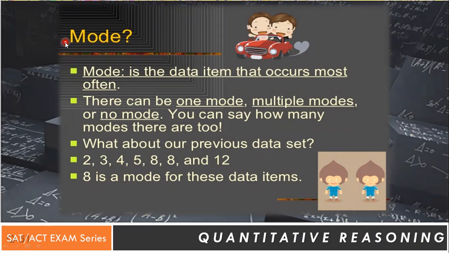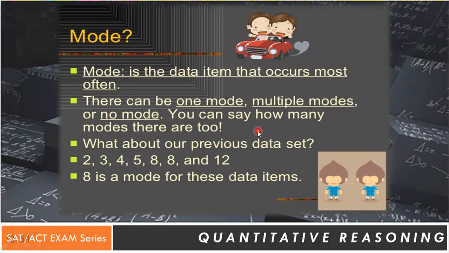Mode. Mode is the data item that occurs the most often. There can be one mode, multiple modes, or no mode. You can say how many modes there are. What about our previous data set: 2, 3, 4, 5, 8, 8, and 12? 8 is the mode for these data items, because it is coming frequently, eight over here.